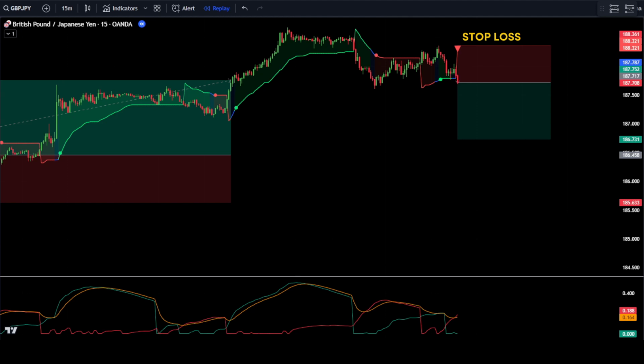Place the stop loss at the last swing high. Then use a take profit target with a risk and reward ratio of 1 to 1.5.